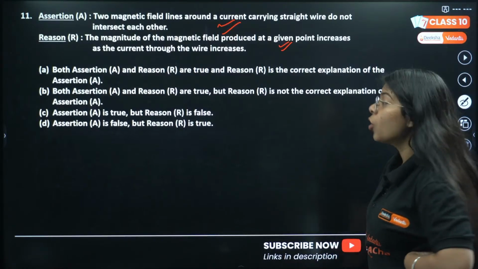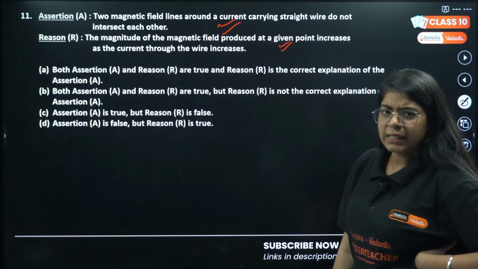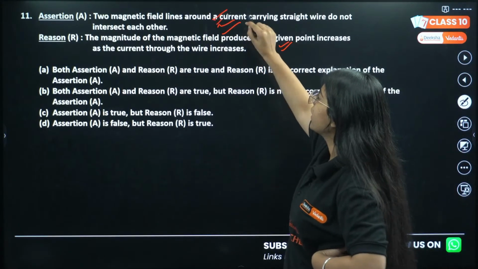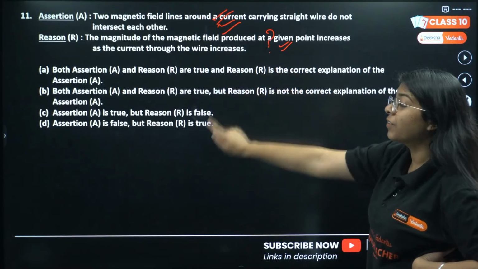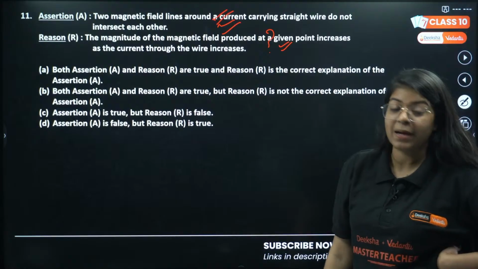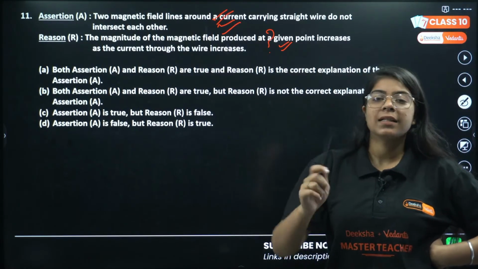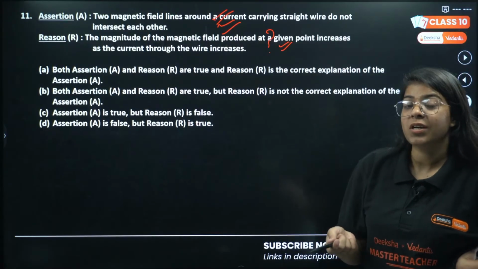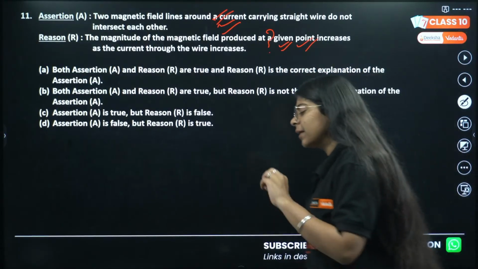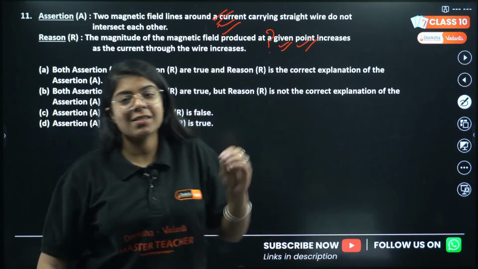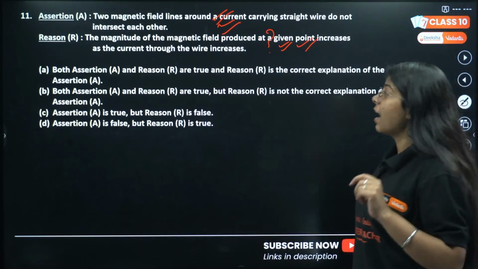So when you are talking about magnetic field lines, we know they can't intersect each other. So assertion is definitely correct. And we know that among one of the factors affecting the magnetic field strength, as the current increases, the strength of magnetic field lines increases. Correct? And so R is also correct. But are they correct explanation? Is the reason the correct explanation of assertion? That is where we have to see.